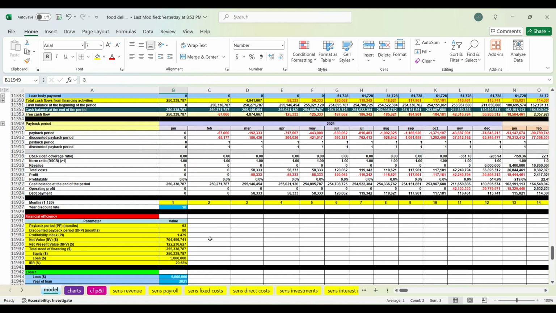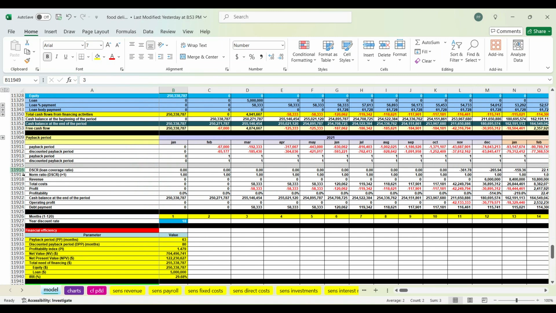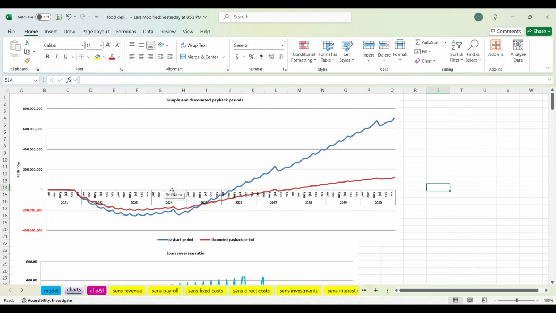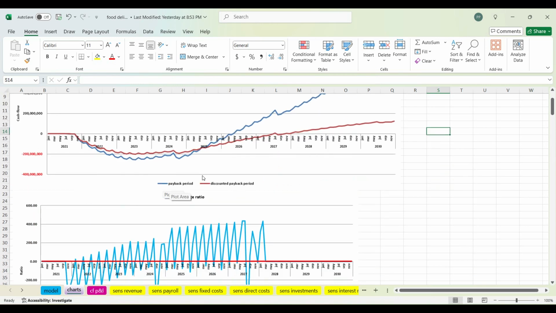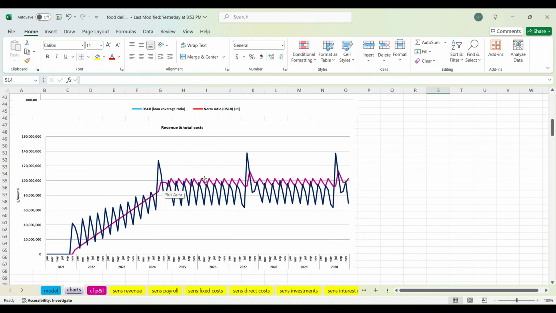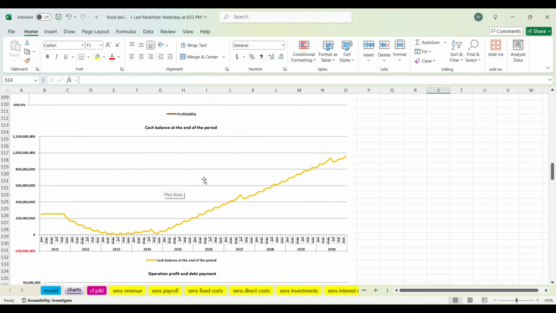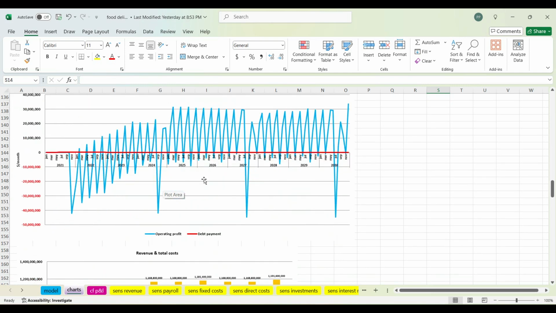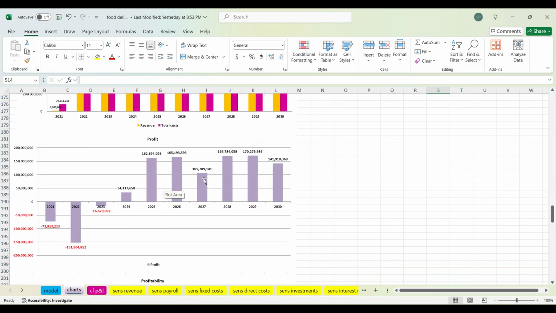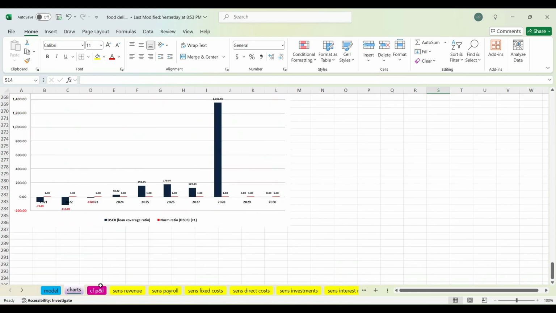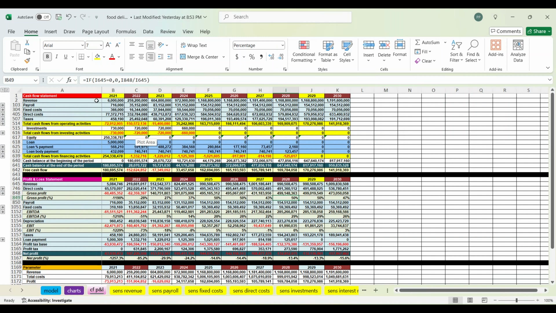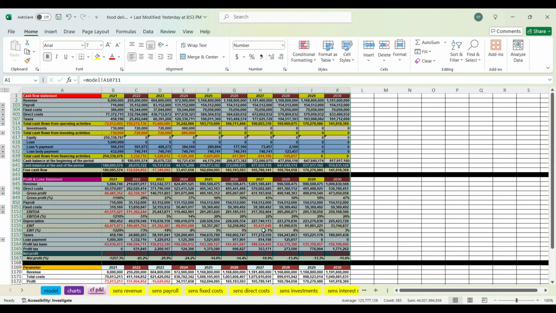Next output. Here we placed a very simple table showing us total revenues, total costs, and profit done monthly, plus loan coverage ratio. Here we have a tab with charts, starting with monthly charts. Simple and discounted payback periods, loan coverage ratio, total revenues and total costs, profit, profitability, cash balance at the end of the period, operating profit, and debt payments. Then we have the same charts but done yearly. Next tab. Here we have the cash flow statement and income statement done yearly, plus main project numbers.